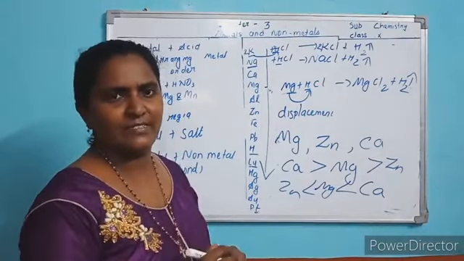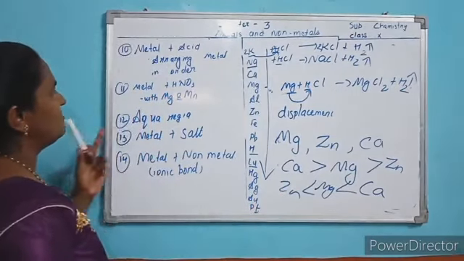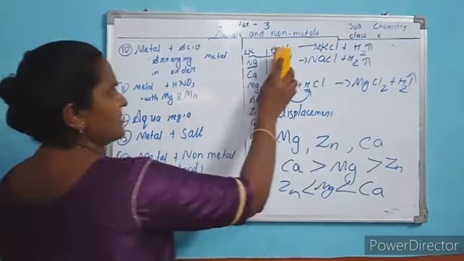Can you write? Read the question and write. You will learn this thoroughly. Next one is metal with nitric acid.